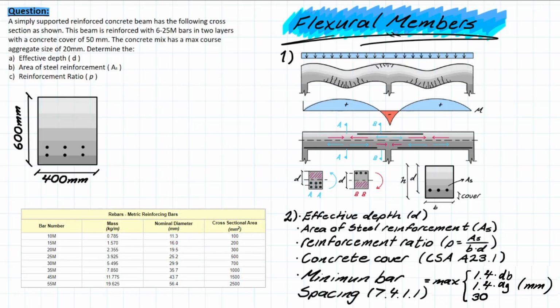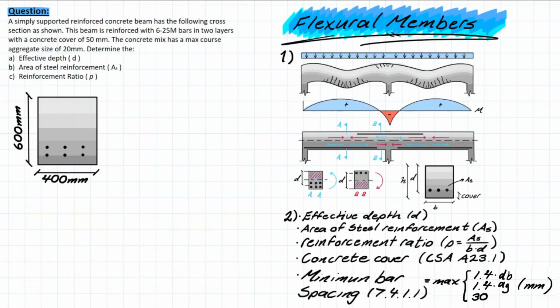And as you can see, I'm going to slide in a table over here. This is a way to call out what bar size you have. So for example, 25M is simply representing that the diameter of your bar is 25 millimeters. And from that, you can take away what the area is, what the diameter of your bar is, and they're useful to find things such as the effective depth.